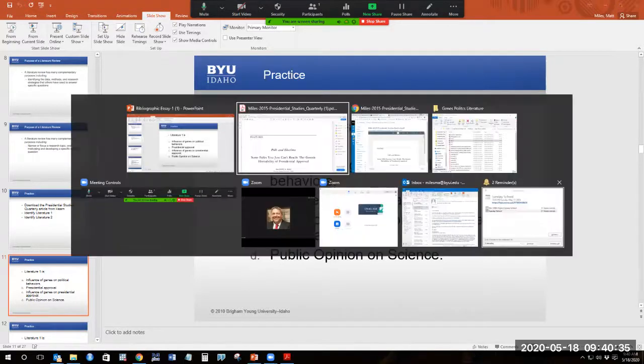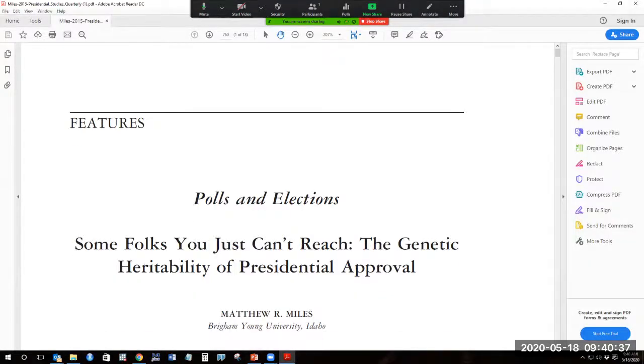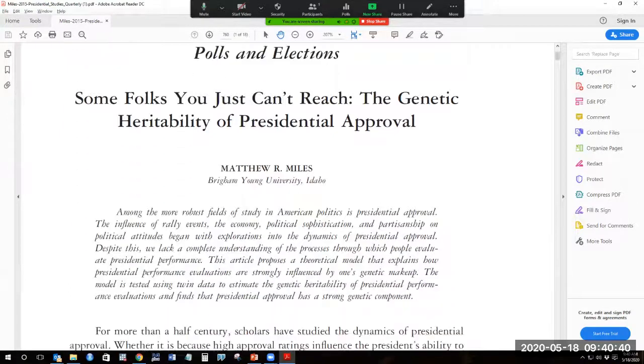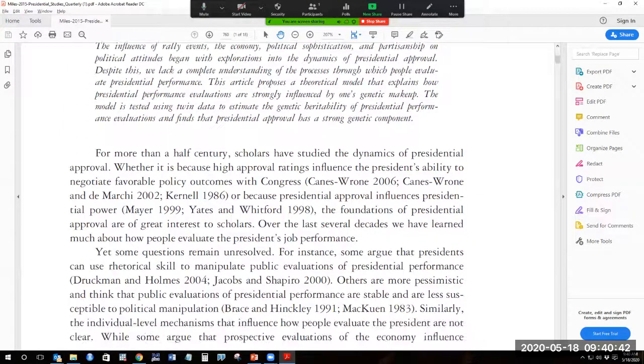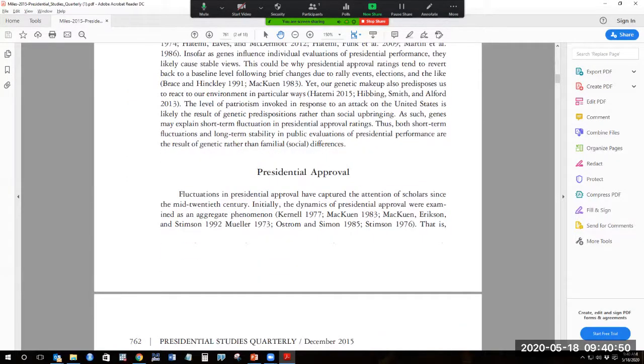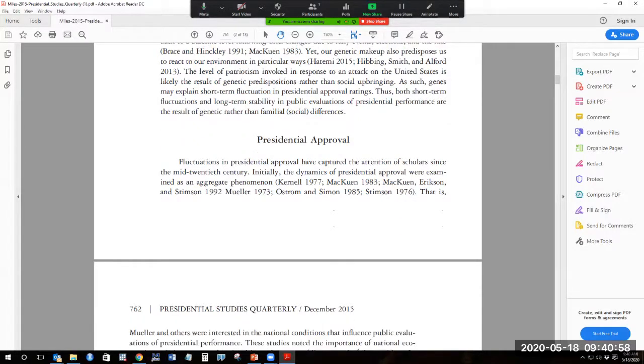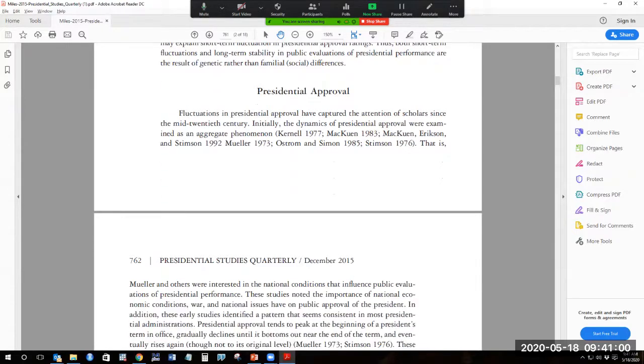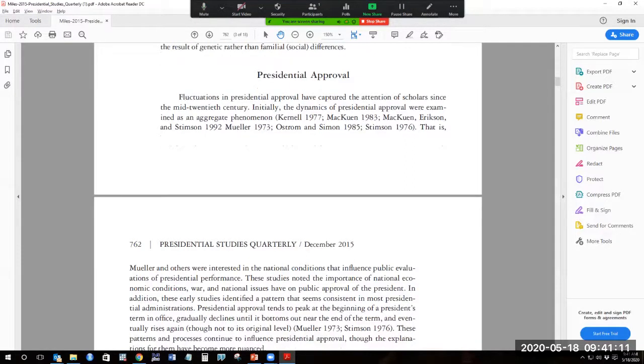So again, if you recall from last time how you read a research article, here's the title, here's the author, here's the abstract, then we go to the introduction. And then after the introduction is the literature review. So the first literature is presidential approval. Now real quick, I just want you to compare this to the bibliographic essay I showed you earlier, right? I'm not saying Cornell said this, McEwen said this, McEwen and Erickson and Stimson said this, Mueller said this, Ostrom and Simon said this, Stimson said this. No, I say one sentence.